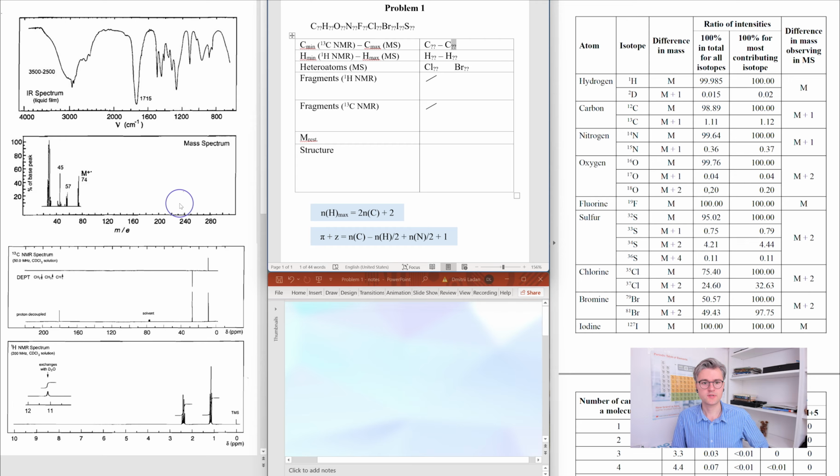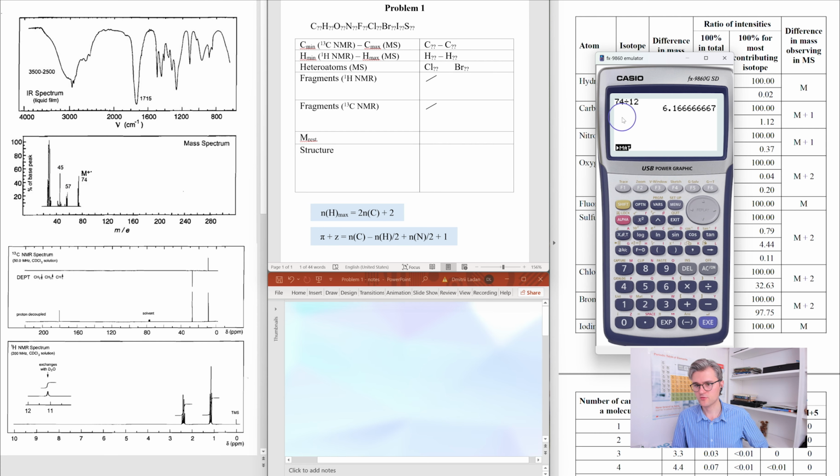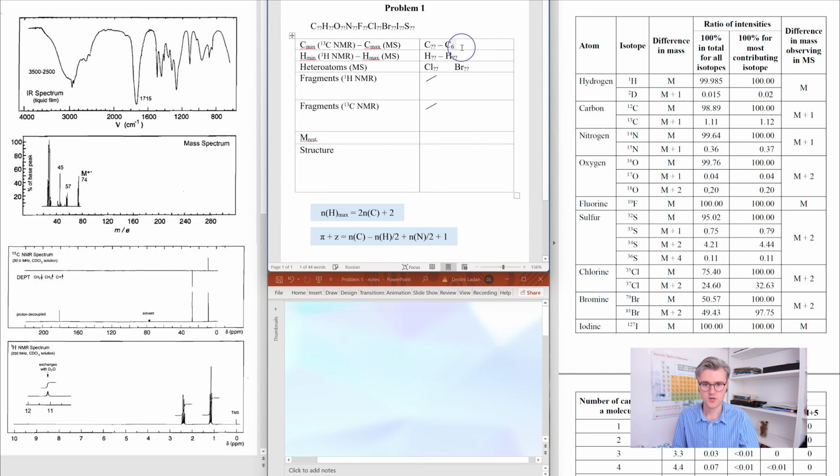Maximum number of carbons we can calculate based on mass spectrum. We know that the molecular ion is 74 gram per mole, and if we divide 74 by 12, we'll have 6 carbons maximum. We'll mention that here. As for the minimum number, we can see on carbon NMR 3 distinctive signals, which says that we have at least 3 different carbons.